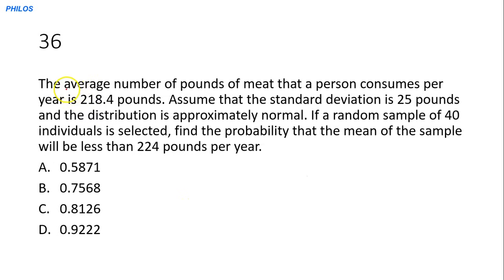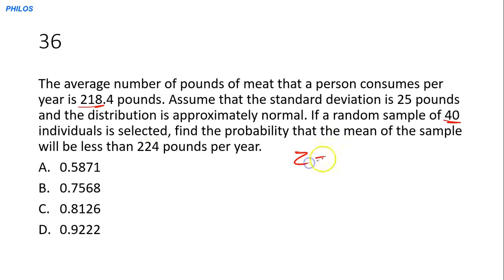Question 36. The average number of pounds of meat that a person consumes per year is 218.4 pounds. So this is the mean, average. Assume that the standard deviation is 25 pounds and the distribution is approximately normal. If a random sample of 40 individuals is selected, find the probability that the mean of the sample will be less than 244. The mean, meaning sample mean.